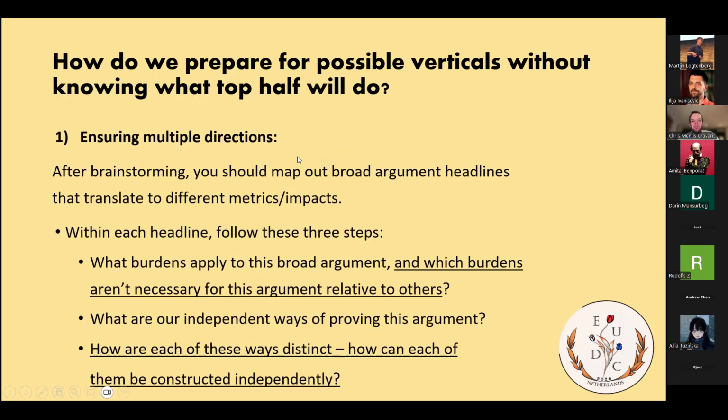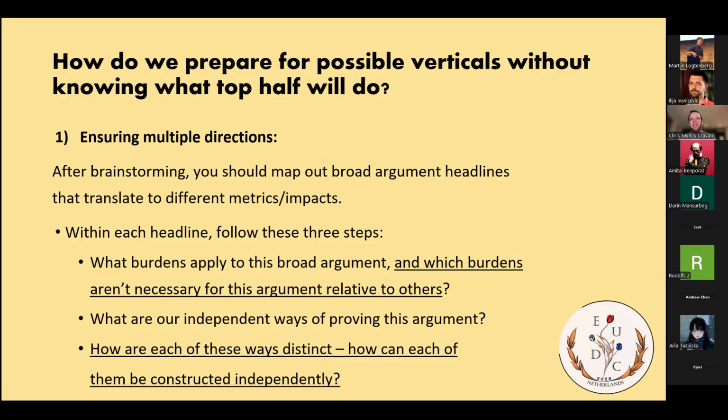So how do we prepare when we don't know what top half is going to do, which is a very good question, right? And the answer here is to cover your bases, basically. So after your brainstorm, assume your top half has done at least as good a job as you have, and that they're looking at the same material as you are, right? The question then is, which of these arguments will our opening probably have gone for? Which of them are obvious or easier, right? And assuming they've done that, how can we still insert ourselves in the round?